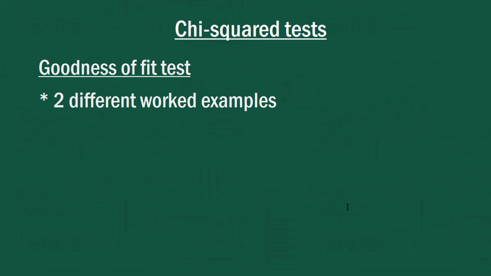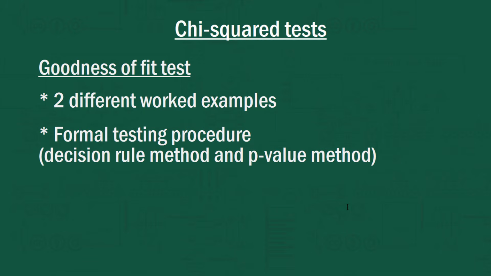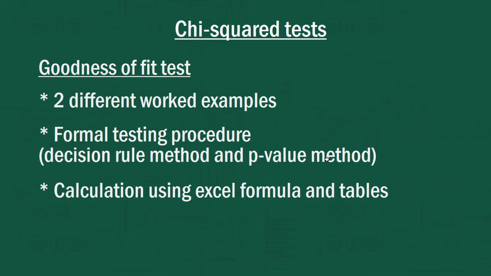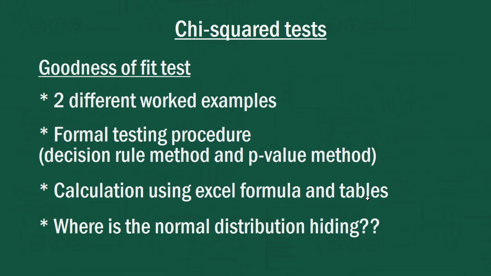In this particular video, I'm going to give you two different worked examples of the goodness of fit test. I'm also going to show you the formal testing procedure, which will include me looking at the decision rule method and also the p-value method as well. So that's going to be good for you just from a hypothesis testing perspective. But importantly, I'll also be doing some calculations using some Excel formula. So those pesky statistical formula they use in Excel, I'll be able to show you how to use that, which will be helpful. And I'll also be using some statistical tables as well, just for those people who are at uni where they still require you to use tables. I'll just make sure I cover that off.